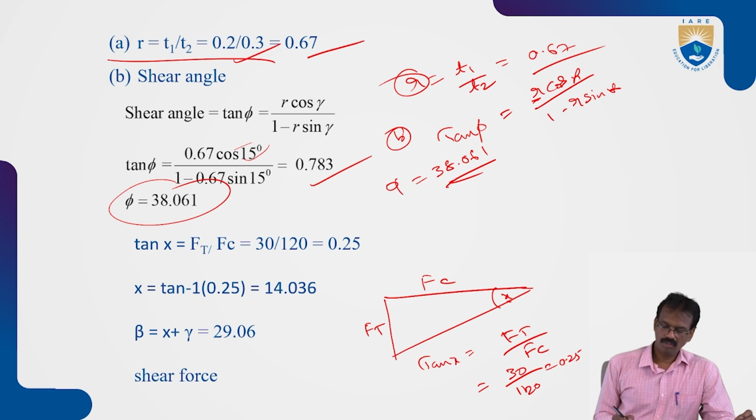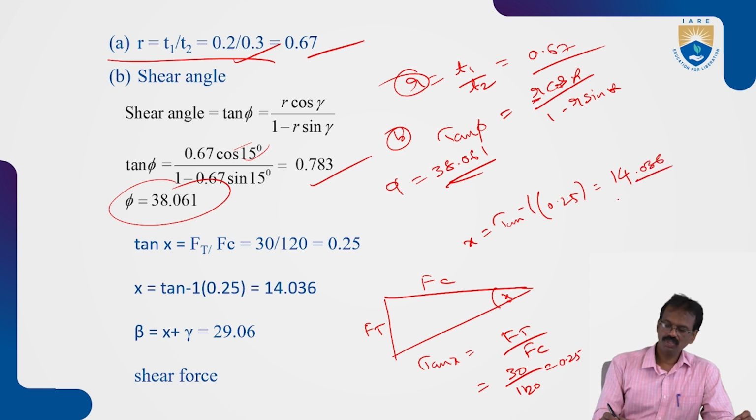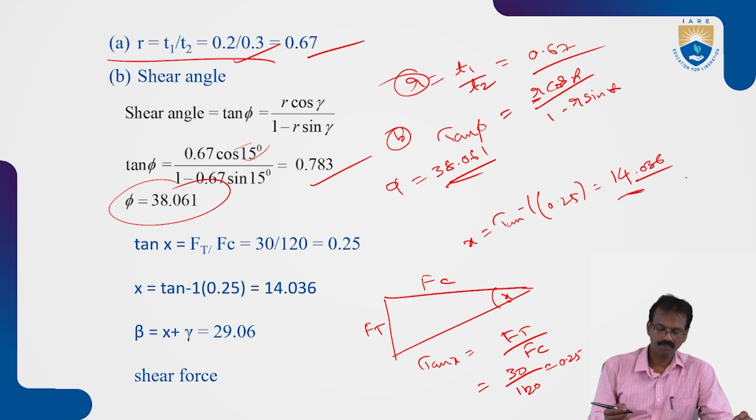Okay. Then you can find out the angle. x is equal to tan inverse of 0.25, and the angle is equal to 14.036. Okay. If you know this one, you have to find out the beta, because x is equal to beta minus gamma. We already discussed that in the previous class.